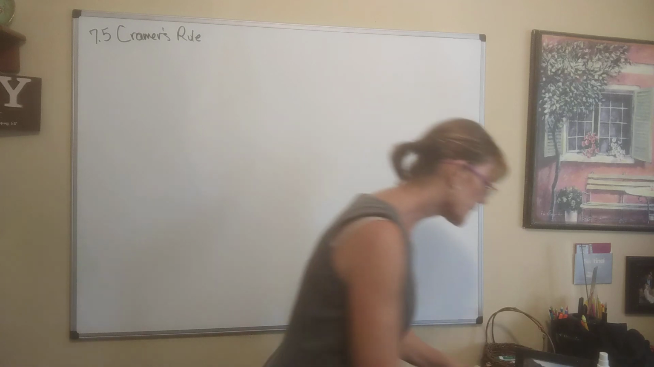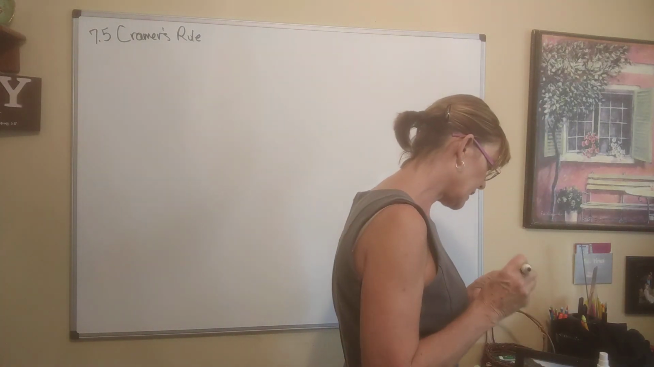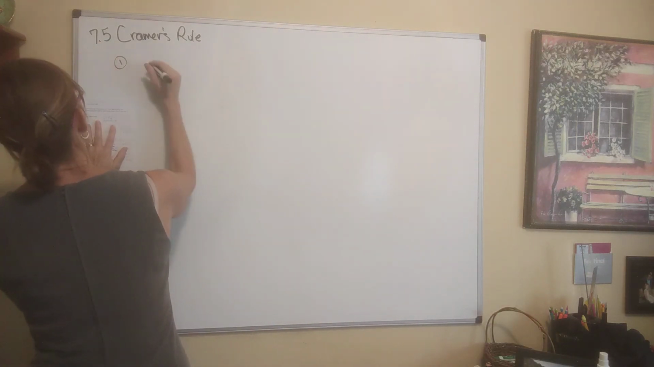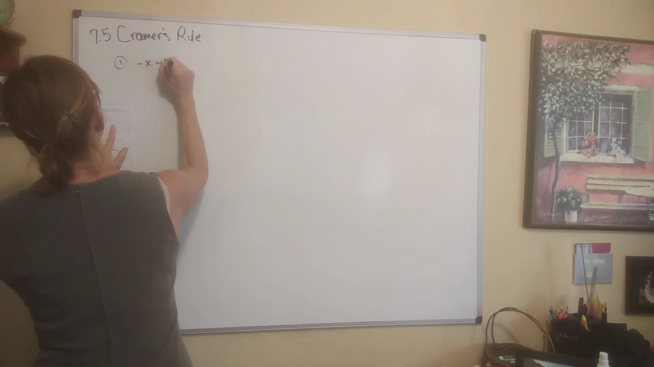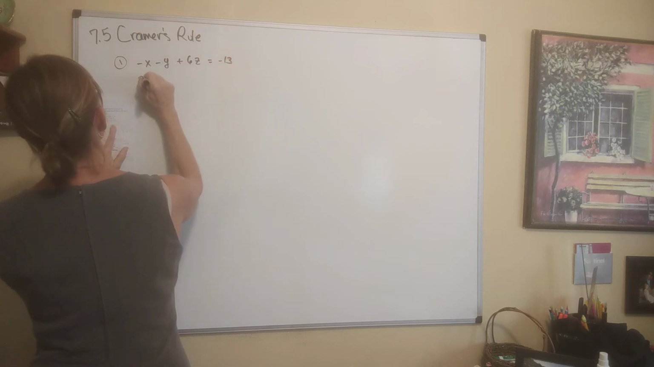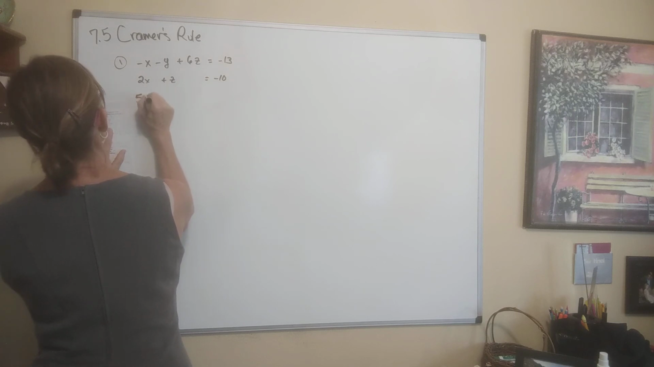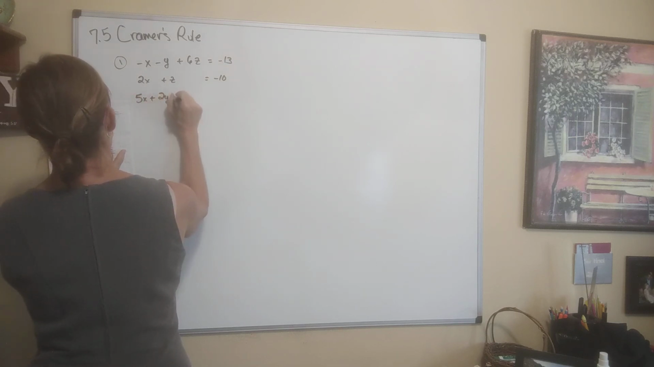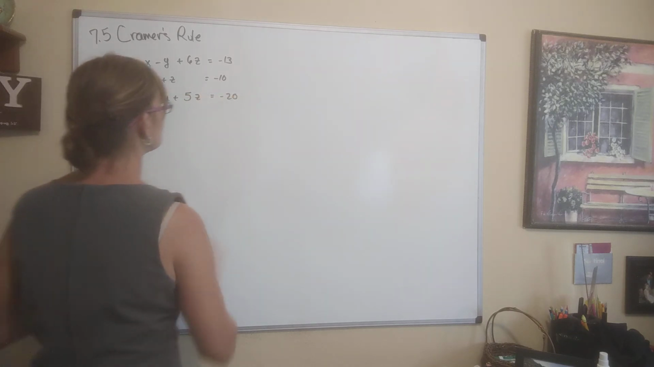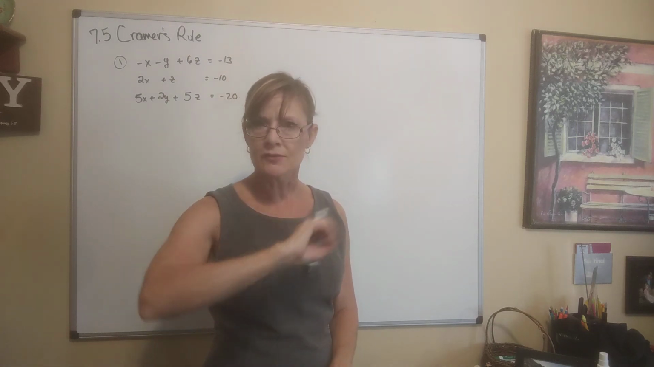Okay, so here we go. This is how you solve a system using Cramer's Rule. Number 1 is this system: negative x minus y plus 6z is negative 13, and 2x plus z is negative 10, and 5x plus 2y plus 5z is negative 20. All right, so what you'll do, I'm sure I will ask you to write the matrix equation. So write the matrix equation.